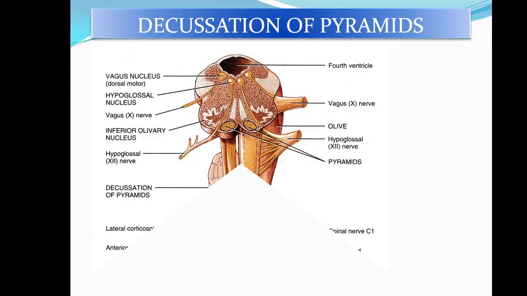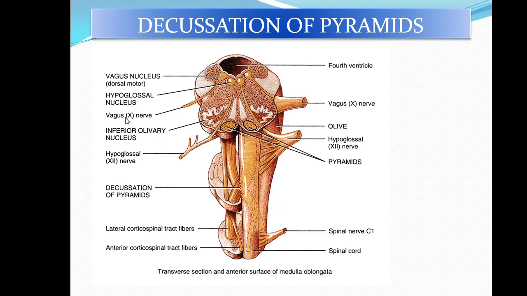Decussation of the pyramids. Here you can see the pyramidal elevation. These pyramids descend here. They cross in the lower part here, and then they form the lateral corticospinal tract. The uncrossed fibers descend down as the anterior corticospinal tract.